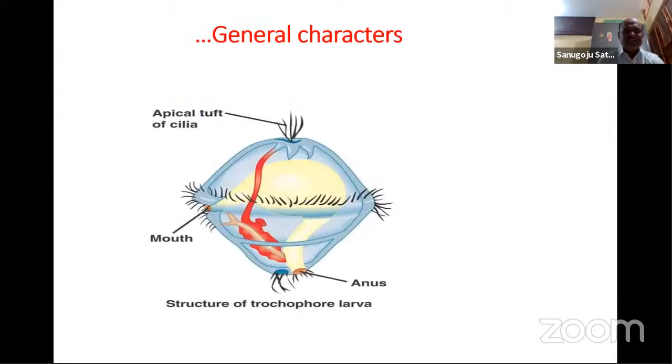Then, as far as the larvae are concerned, the trochophore larva is seen here. Apical tuft of cilia is there. Here is the transverse septum, and there are also some cilia here. The mouth is there. The trochophore larva is seen in the development of these annelids.